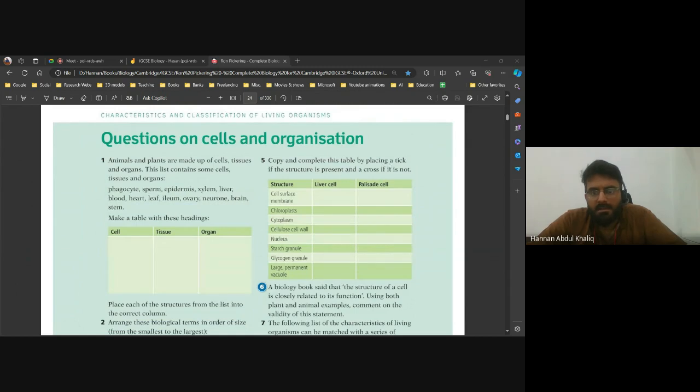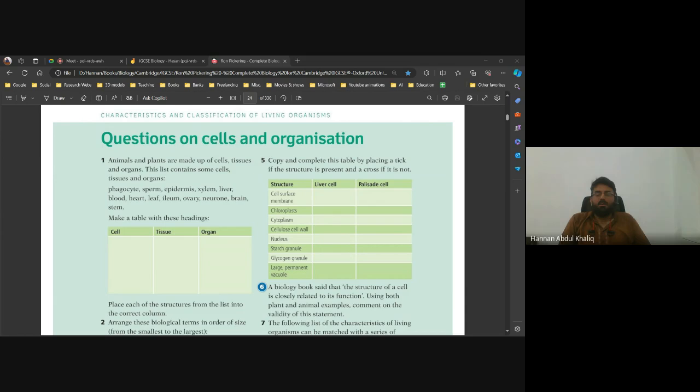Copy and complete this table by placing a tick if the structure is present and a cross if it is not. So, first, what do you have to do? There are organelles mentioned, and these organelles are supposed to be present either in plants or in animals or both. This kind of question you can also find in the past papers of CIEs.